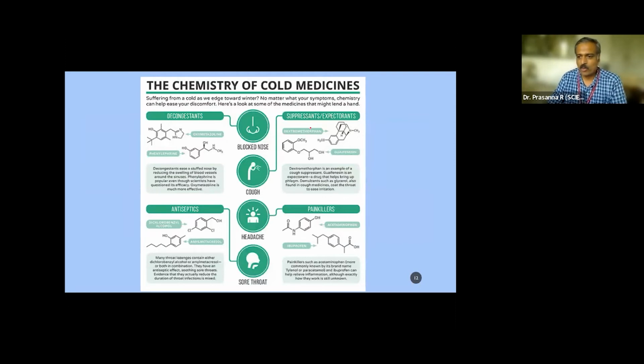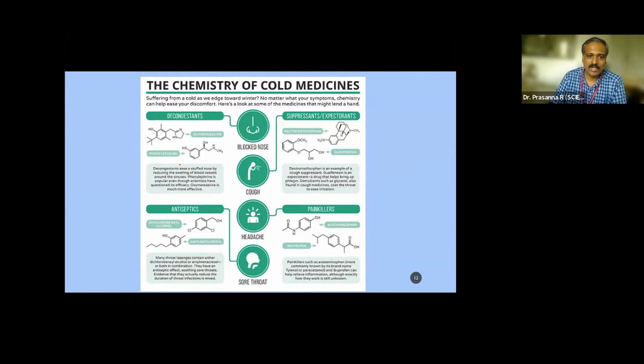Okay, so moving on next, the chemistry of cold medicines. Of course, everybody knows how the cold gets into the body. You have a blocked nose, and then you end up getting a cough, and some people will end up getting a headache or sore throat. So it depends on what the person has. There are different drugs being employed.